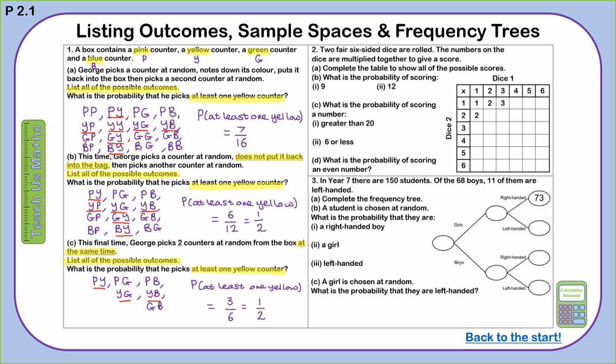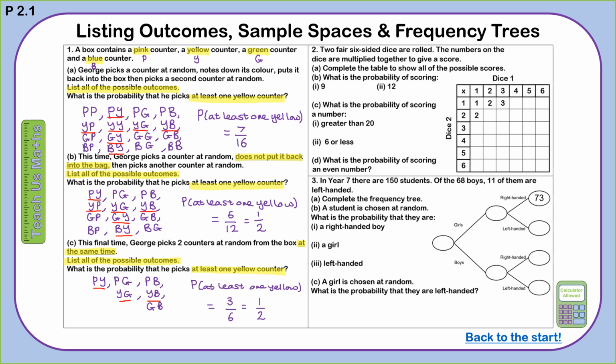Let's now take a look at sample space diagrams. A sample space diagram is a diagram where we can record the possible outcomes of 2 events in a table. It is an organised and efficient method where you are less likely to miss outcomes. However, sample space diagrams are limited to 2 events only. Let's take a look at the question.